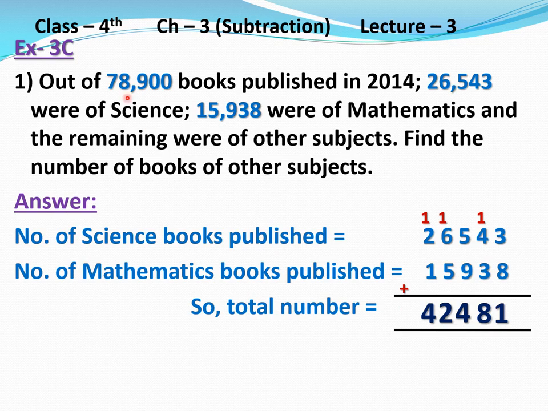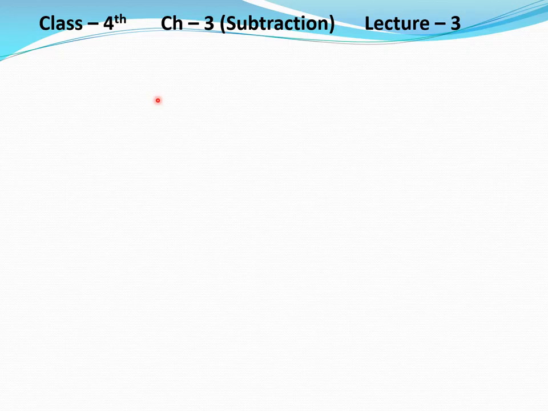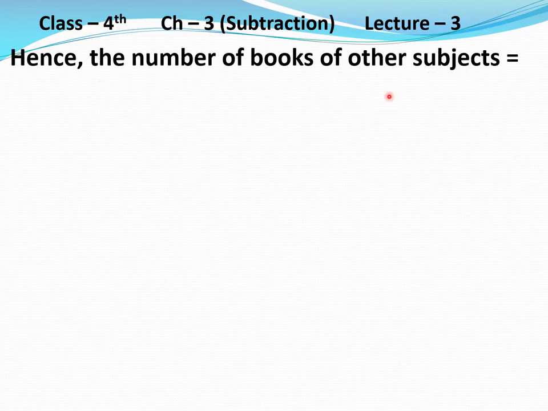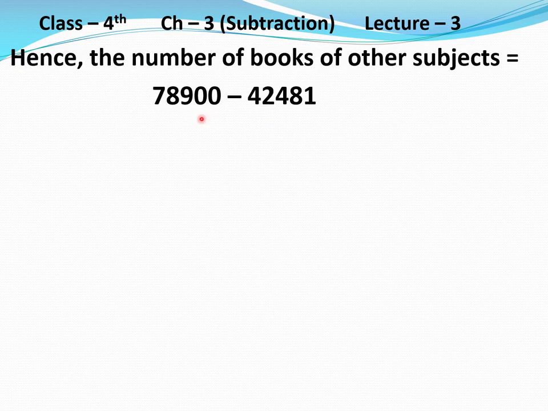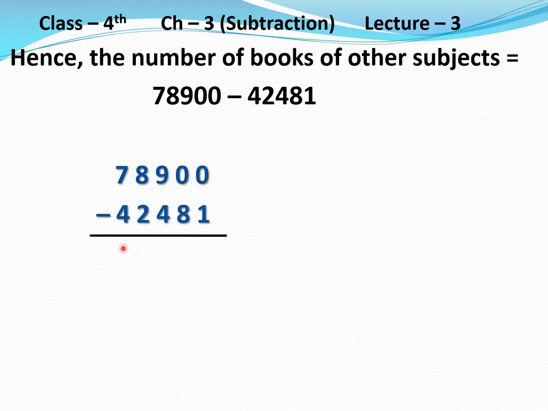Now we will subtract this total number, means 42,481 from 78,900. Hence, the number of books of other subjects equal to 78,900 minus 42,481. Now, we have to find the difference of these two. Write down 78,900 minus 42,481. Now, subtract this. See, 0 minus 1, it is not possible.